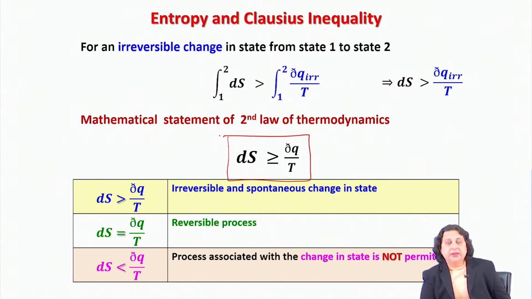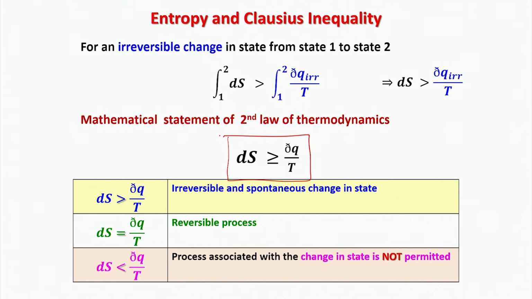When a system is undergoing an irreversible process, it is a spontaneous change in state. So for a spontaneous change in state, what is the condition that the second law of thermodynamics tells us? It tells us the associated change in entropy must be greater than dq by T. Now, when the system is undergoing a reversible process where it is at equilibrium at every stage, then dS would be equal to dq by T.